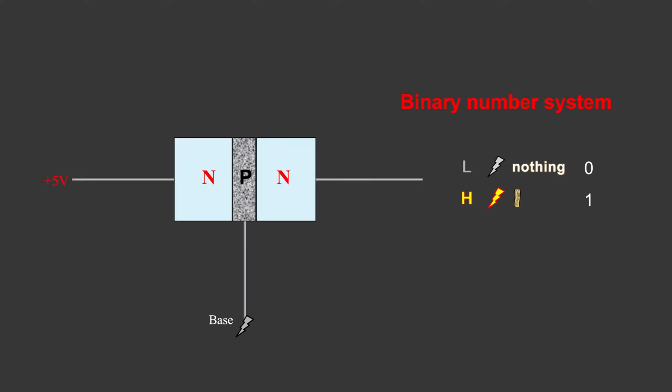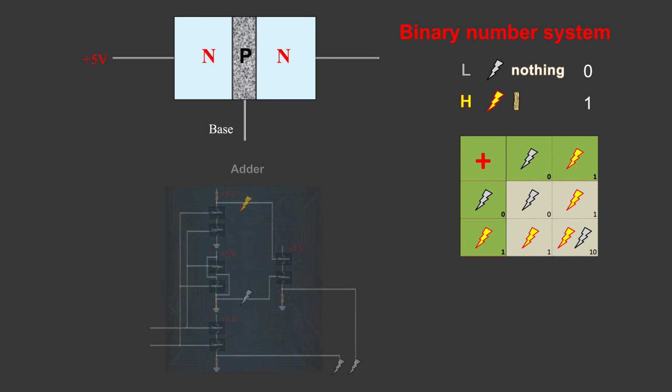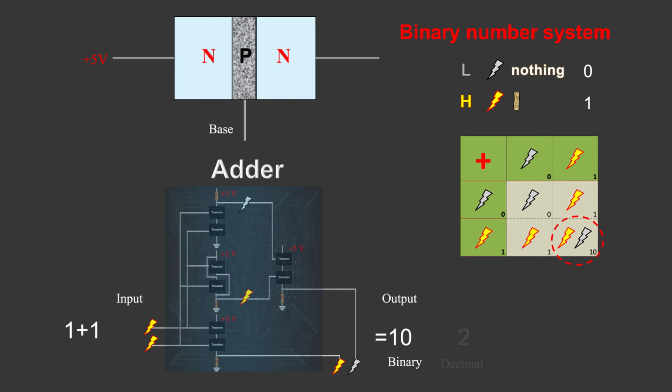That's why computers use the binary number system, because transistors can only understand two numbers. And now, the addition table is written in the language of high or low voltages. And the adders we're about to build will take high-low input voltages as numbers. The output will also be high or low voltages.